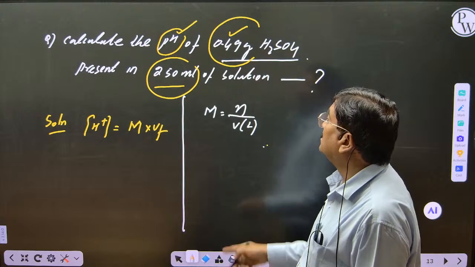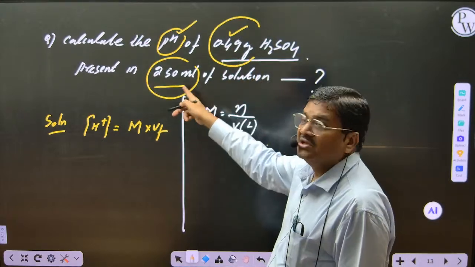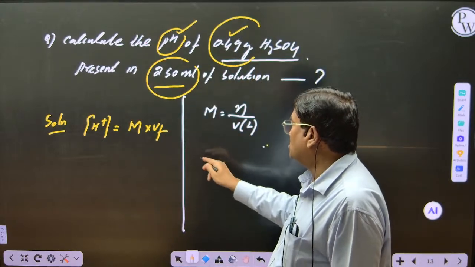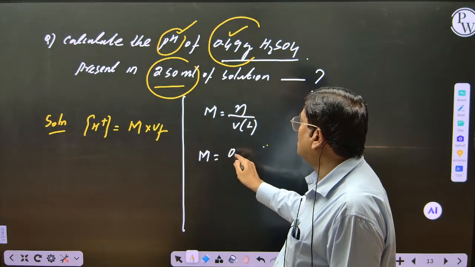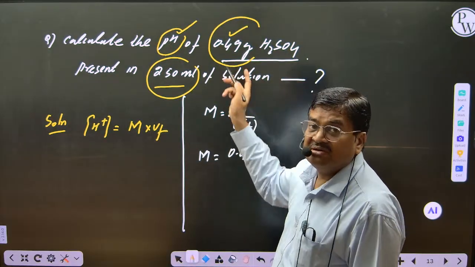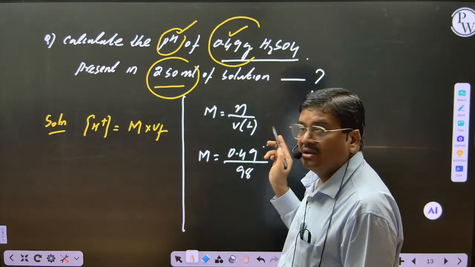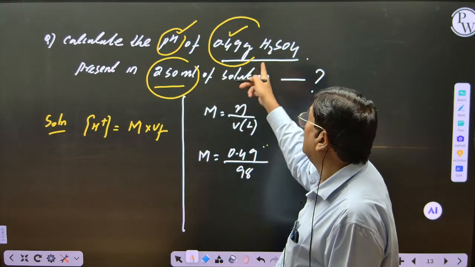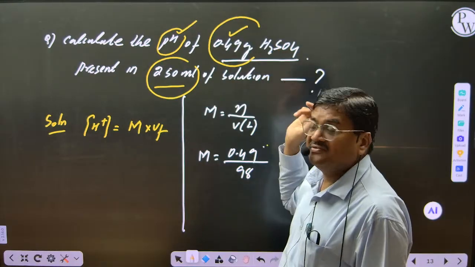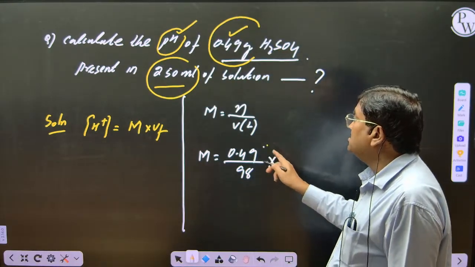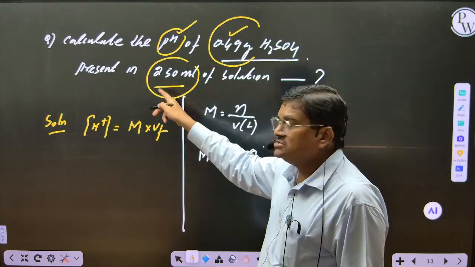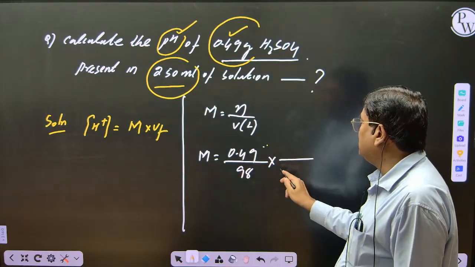So tell me, do you know the mass? You know the volume. How do you bring the mole, students? Mole concept you studied, no? 0.49 is the mass. What is the molar mass of sulfuric acid? 98. Understood how we got 98? 2 plus 32 plus 64. Into volume, which is given in milliliters, so I have to divide 250 by 1000.